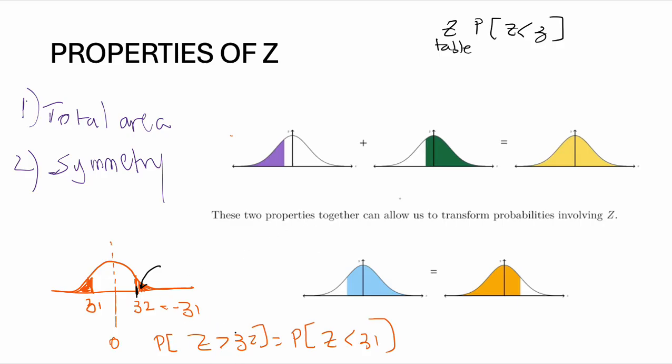So if you want a greater than, one thing you could do is find the same area on the other side and say, this area here is equal to this area here, and I can calculate this little area on the left by finding it on the table. It's just the probability of z being less than z1, and I can find that figure in the table. We will do lots of exercises on these concepts.